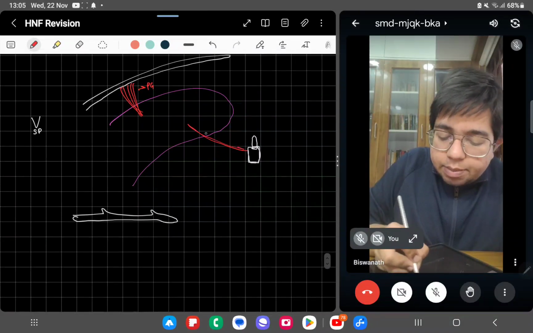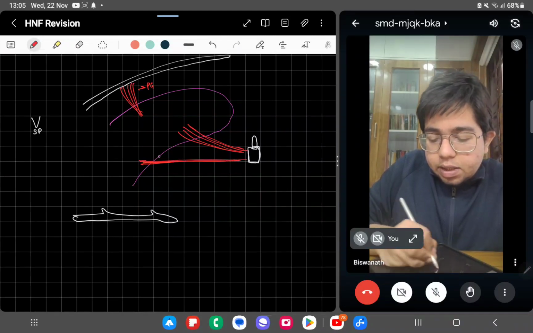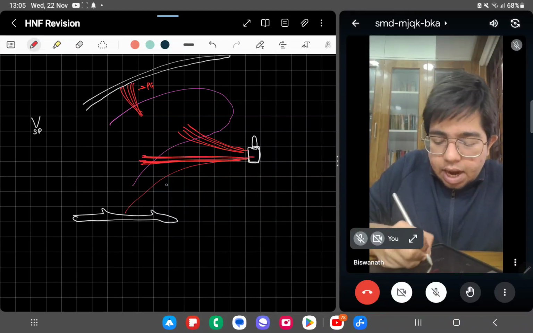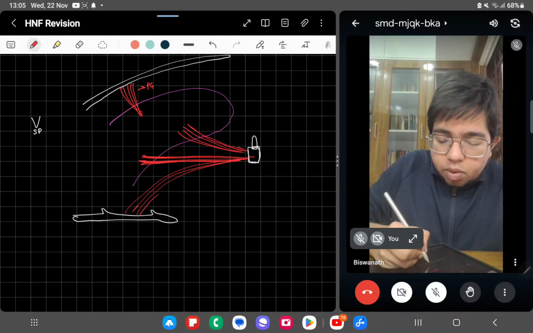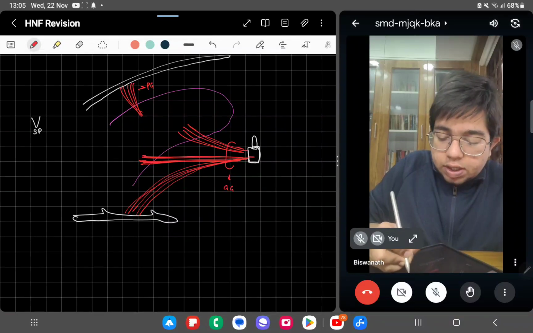From the mandible, there is a muscle that is arising like this. The upper band is like this. Sorry, the middle band is like this. The lower band is going to the hyoid bone. This whole muscle is called the genioglossus.